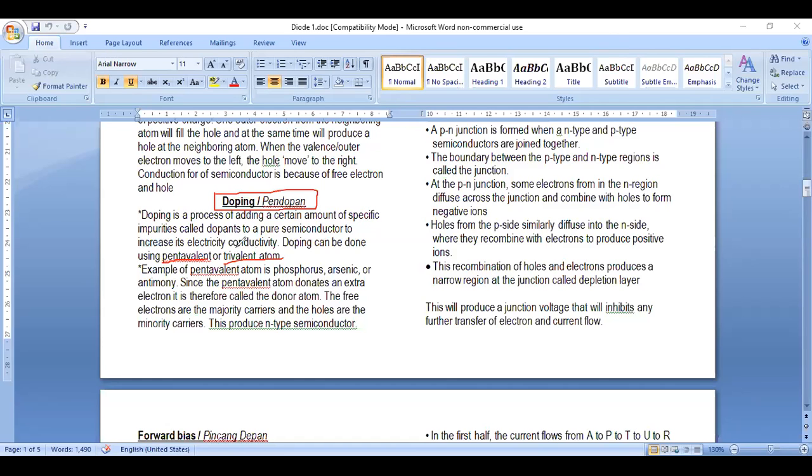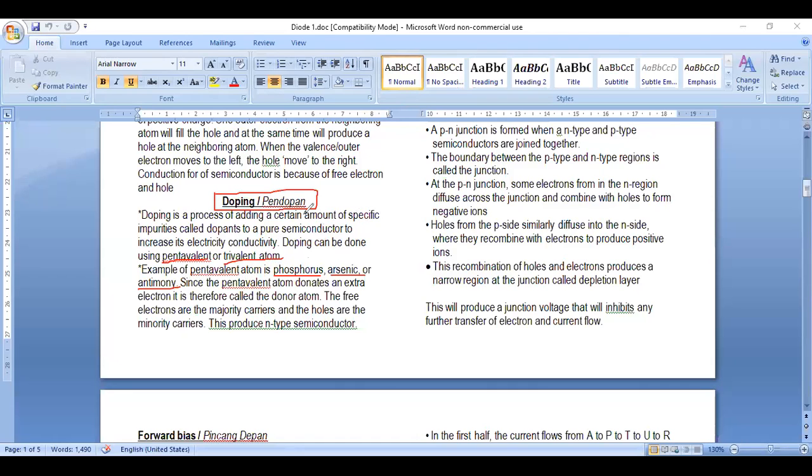Trivalent means 3 electrons at the outer orbital. Examples of pentavalent atoms, which you must remember, are phosphorus, arsenic, and antimony. Doping is not drugs or whatever. It's just a general term for adding impurities into something, so you add impurities into the semiconductor, and we call it doping.